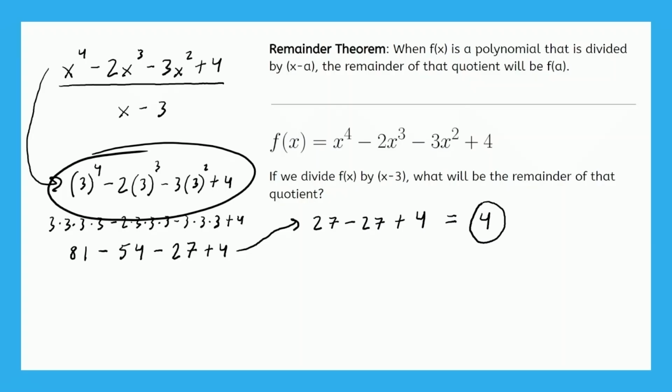So 4 is f of a, and now we know that the remainder, according to the remainder theorem, the remainder of that quotient will be f of a. So 4 is our remainder. Although you could have gotten this same remainder by doing long division, what we did here is actually faster in most cases. So whenever you don't need to know the full quotient and you just need to know the remainder, we have a pretty easy way to do it.